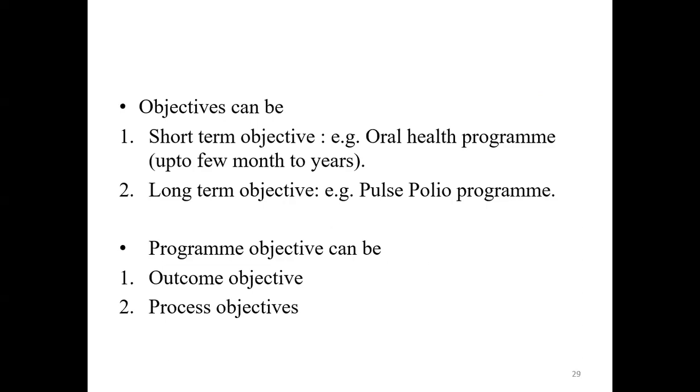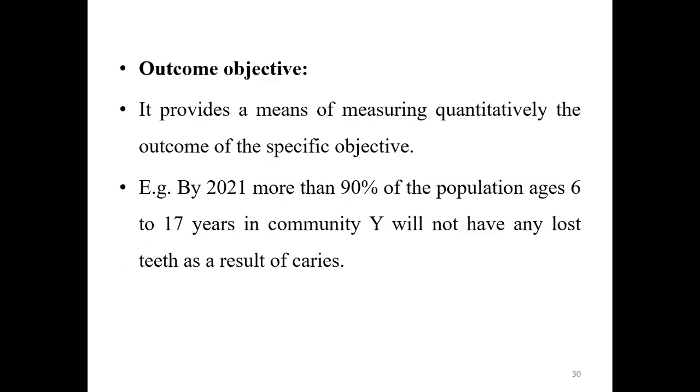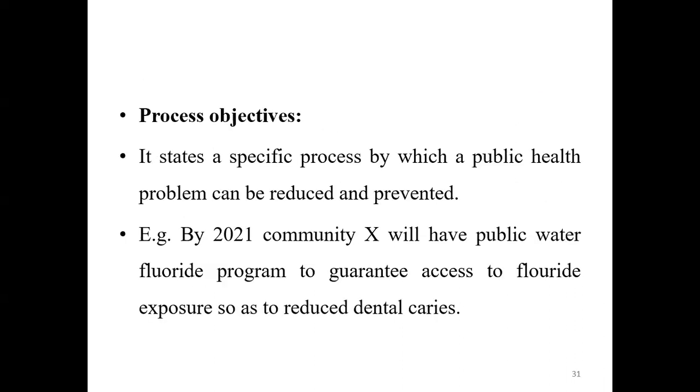The objectives can be short-term or long-term, and the program objective can be in the form of outcome or process objective. Outcome means measuring the quantitative data or the outcome of the specific objective. Process objective states the specific process by which a public health problem can be reduced or prevented.